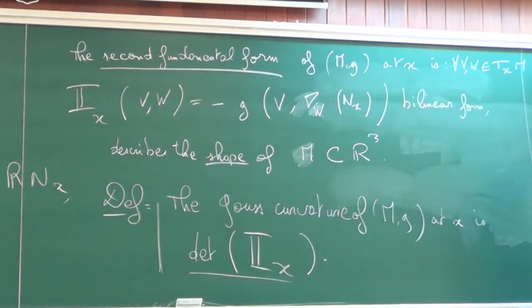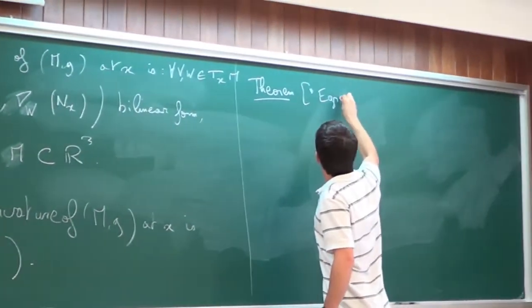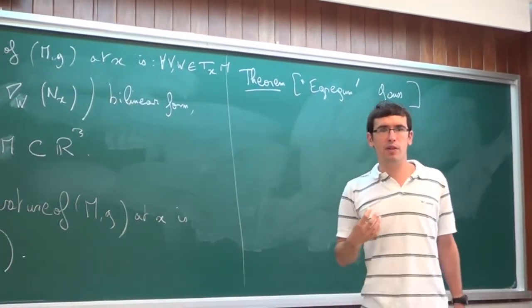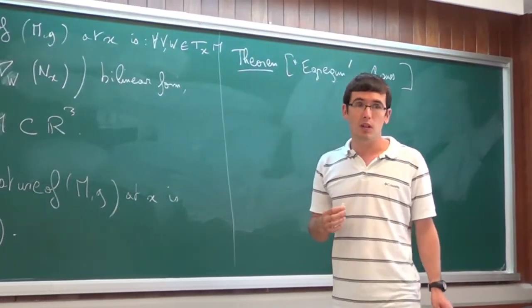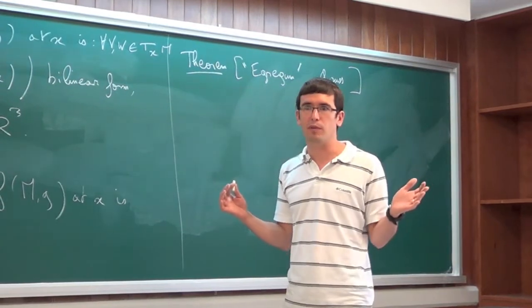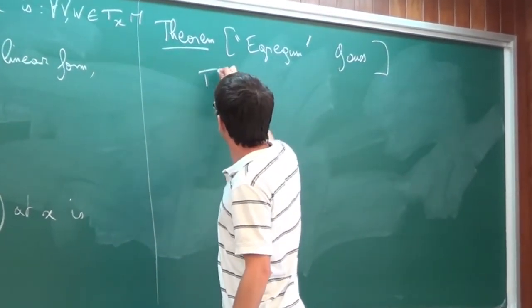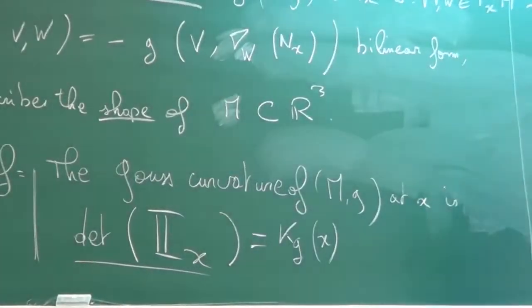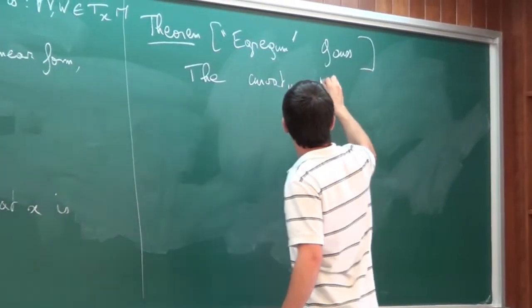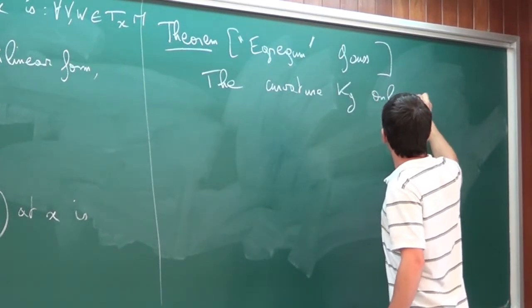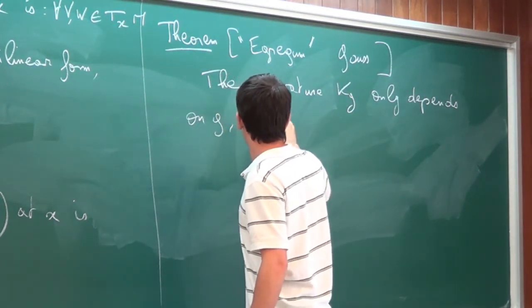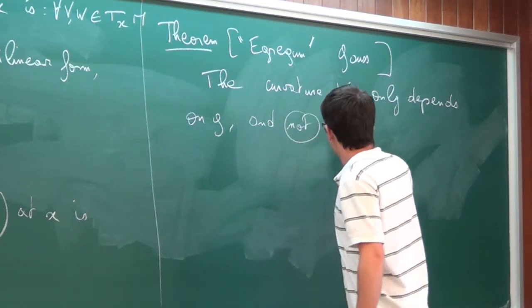A major theorem by Gauss. Gauss called this theorem Egregium. And what does Egregium mean in Latin? It just means that it's a very important theorem. It says that the curvature, which I will write K_g of x, only depends on g and not on the embedding.